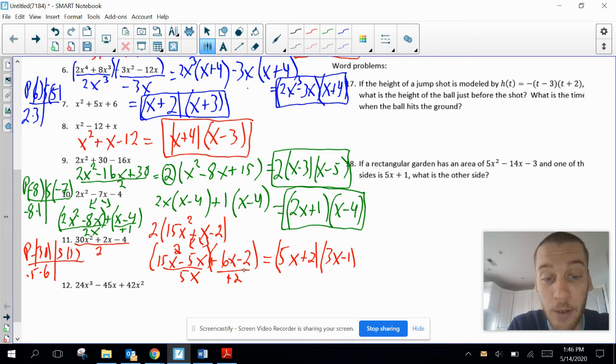And I better get the same thing over here. This divided by 2 and this divided by 2 is also going to be 3x minus 1. That's how we know we got it right. They should both have the same thing left over.